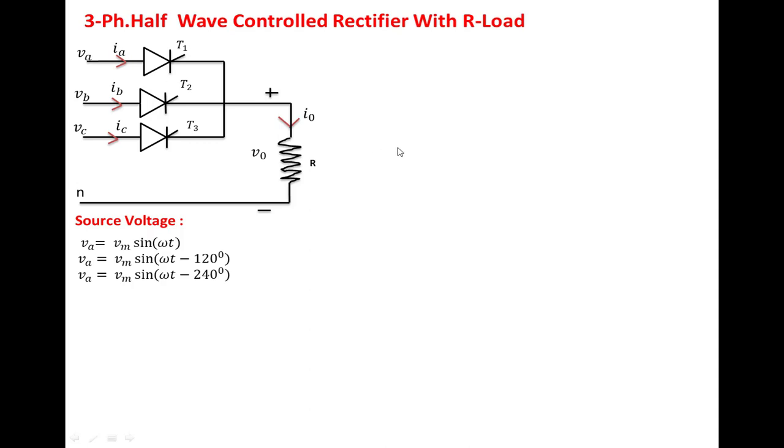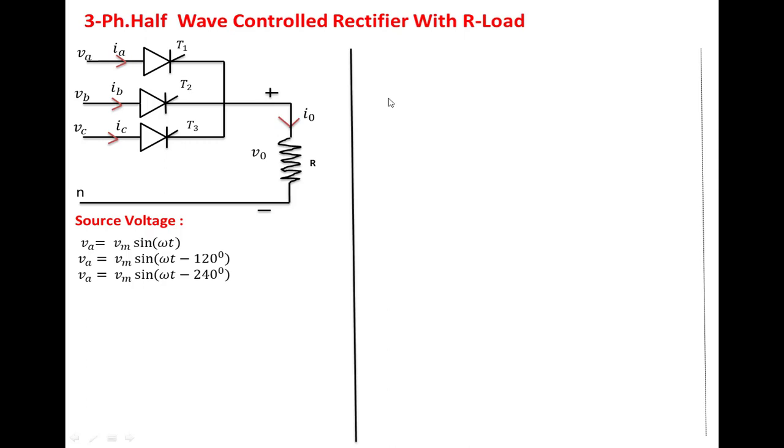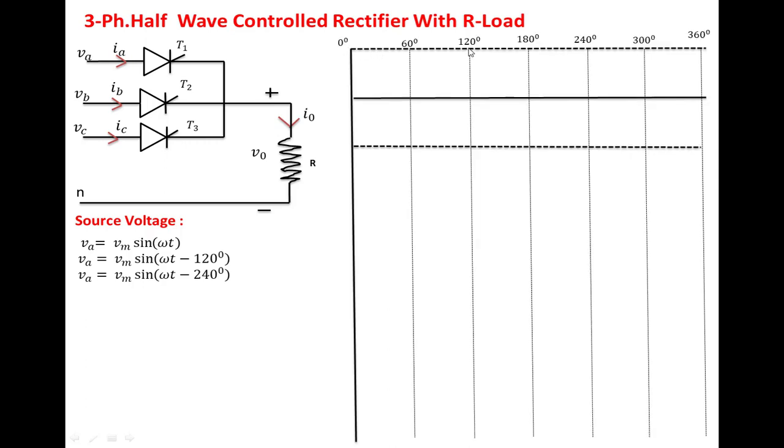Now we are going to take the three phase voltages on a scale of 0 degrees, 60, 120, 180, 240, 300, 360. First we have drawn the phase A voltage, whose starting point is 0 degrees. Next, the phase B voltage, whose starting point is 120 degrees. Phase C starts at 240 degrees. This is phase A voltage, this is phase B voltage, this is phase C voltage.